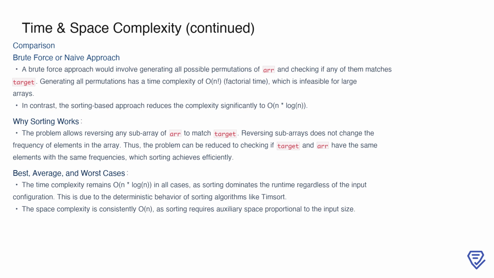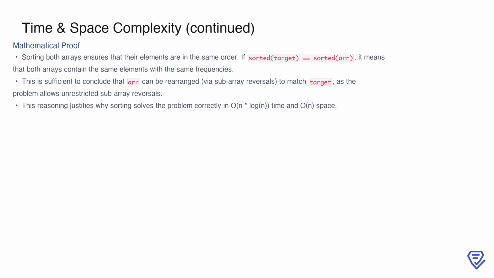The reason sorting works is that reversing any subarray does not affect the frequency of elements in the array. By sorting both target and ARR, we can efficiently verify if they contain the same elements in the same counts. This approach is consistent in its performance, as the time complexity remains O(n*log n), regardless of the input configuration. Similarly, the space complexity is also stable at O(n), as the auxiliary space required by sorting remains proportional to the input size. Finally, the correctness of this solution can be justified with a mathematical proof.